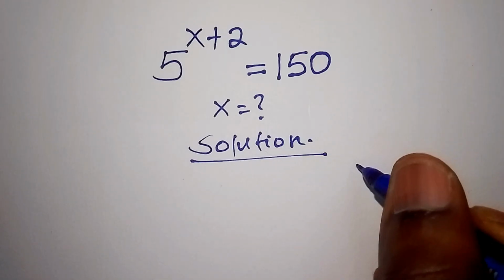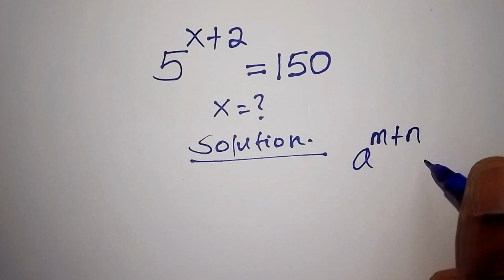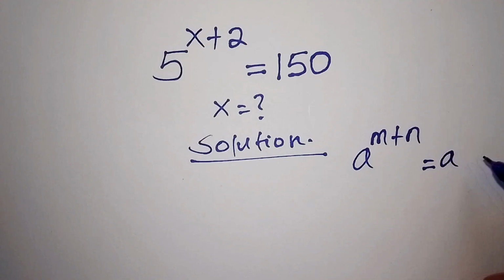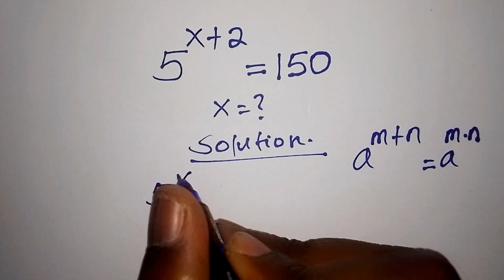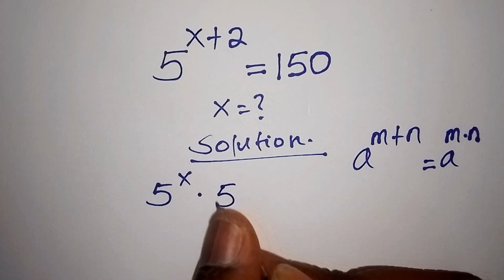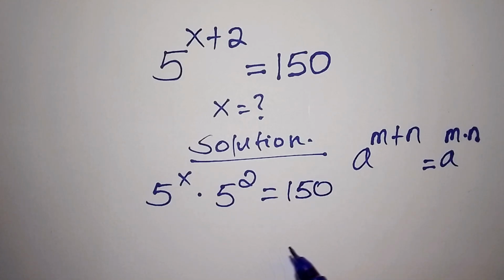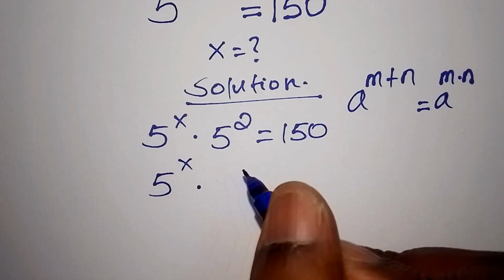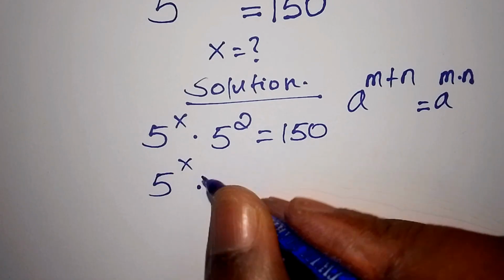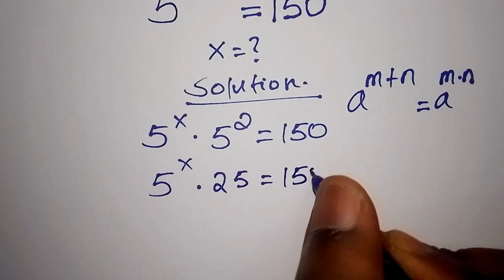Assuming that we have, for example, a to the power of m plus n, this can be worked out as a to the power of m multiplied by a to the power of n. In this case we shall have 5 to the power of x multiplied by 5 to the power of 2 is equal to 150. 5 to the power of 2 is 5 multiplied by 5, that is 25, so 25 times 5 to the power of x is equal to 150.